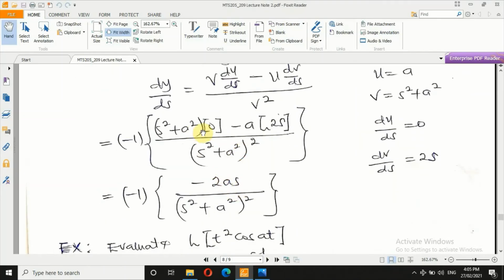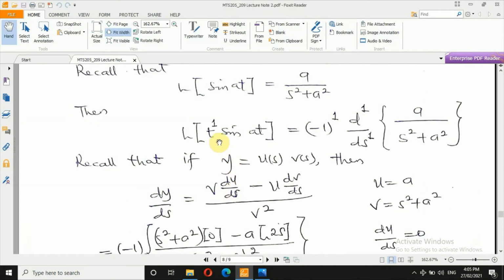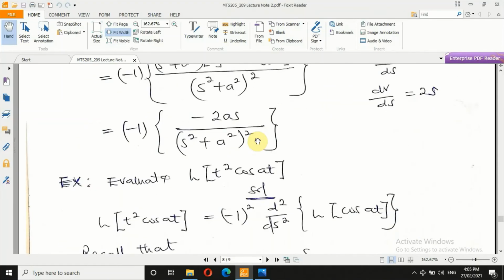So look at this one now. The 0, we multiply this one, then this one will give us minus 2ax over x squared plus a squared. So what you can see here now, this thing is not the same thing as Laplace transform of t sine at. But do you know what you can do again? That's all. Let's take it like that.